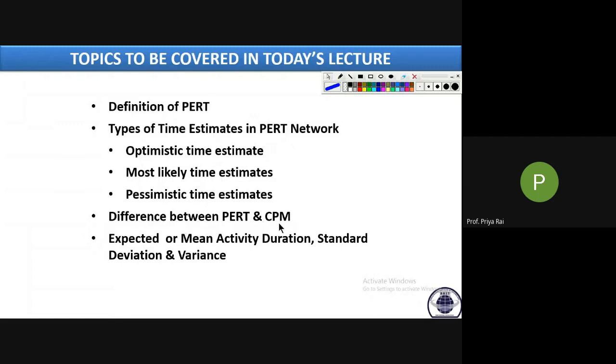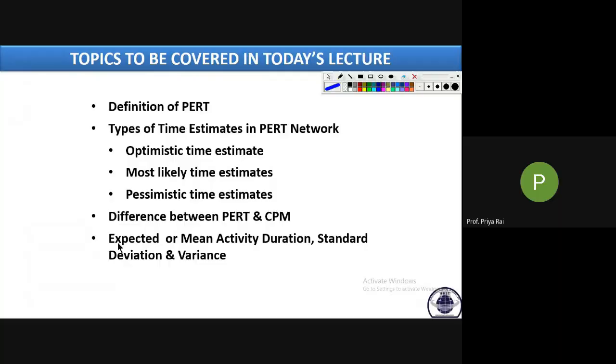Then we will deal with the difference between PERT and CPM. These two are different things, but both are network diagrams only. So we will see where both of these are applicable. What is the main difference between these two things? The difference between PERT and CPM is very important, not only for your theoretical purpose, but also in MCQs, several questions will be coming from this topic. And in the last, we'll be discussing some parameters related to the PERT analysis, that is, the expected or mean activity duration. Why it is described as a mean or average duration, we will see.